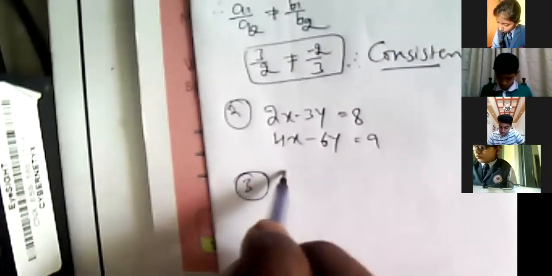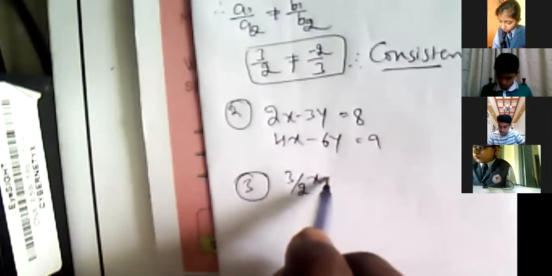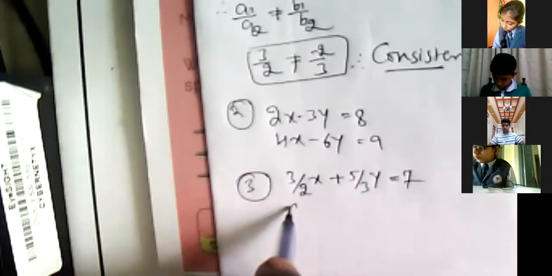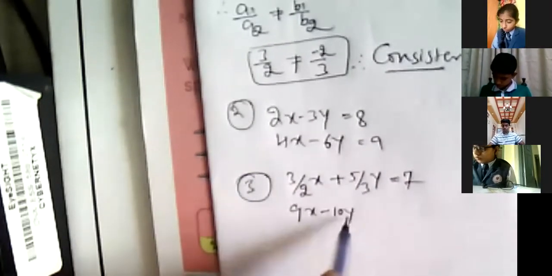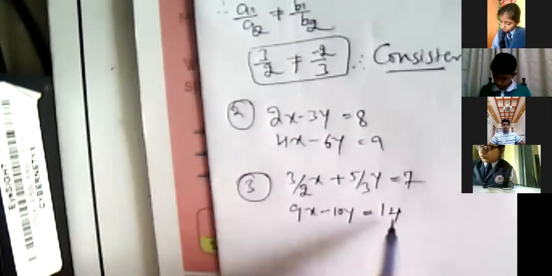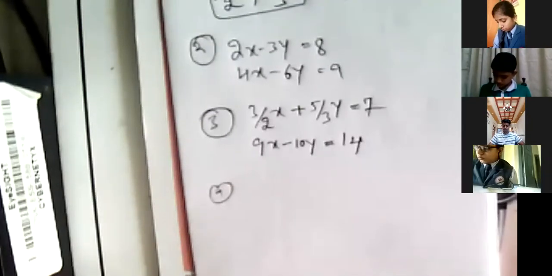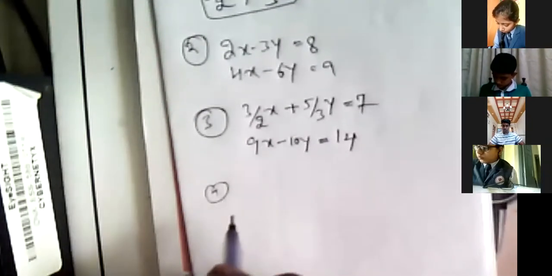Second one I will write 2x minus 3y is equal to 8, 4x minus 6y is equal to 9. Second one. Next, third one, 3 by 2x plus 5 by 3y is equal to 7, 9x minus 10y is equal to 14. Third one. Okay, you can solve. Solve second one. Next, third one I will give.